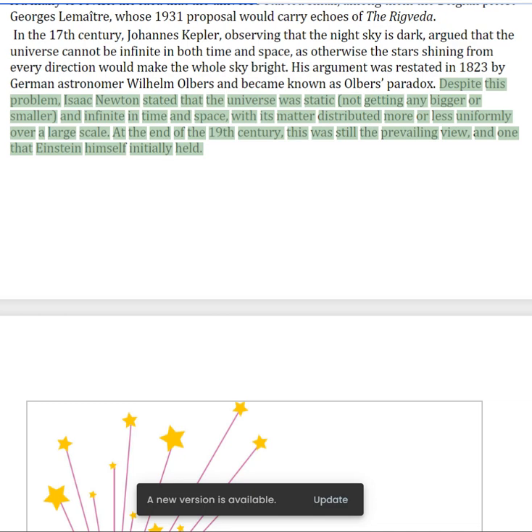Despite this problem, Isaac Newton stated that the universe was static and infinite in time and space, with its matter distributed more or less uniformly over a large scale. At the end of the 19th century, this was still the prevailing view, and one that Einstein himself initially held.